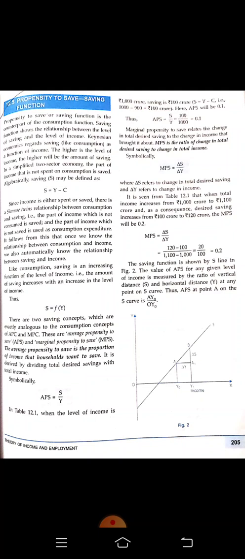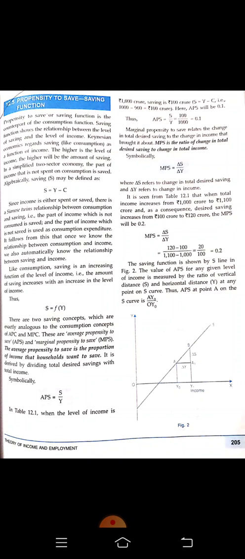So what is the marginal propensity to save? The marginal propensity to save relates the change in the total desired savings to the change in the income that brought it about. MPS is the ratio of change in total desired saving to the change in the income. Now let us come to the point, that is APS. What is APS? That is average propensity to save.